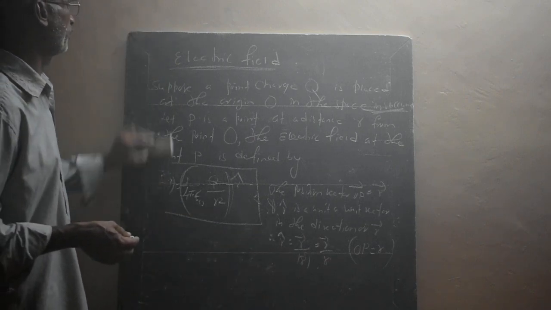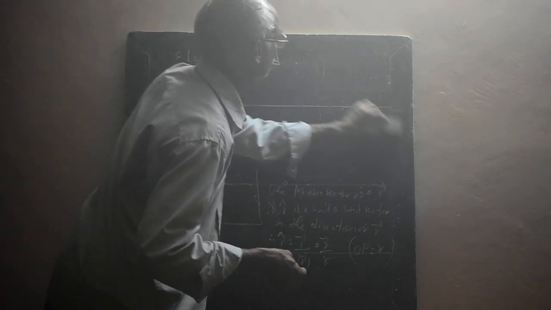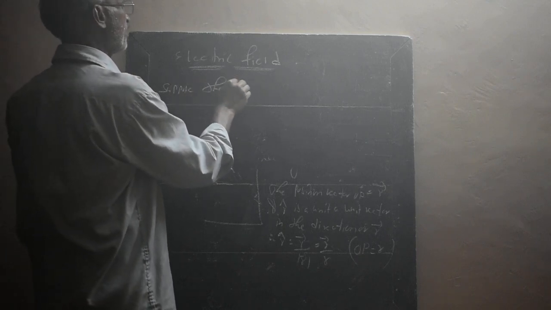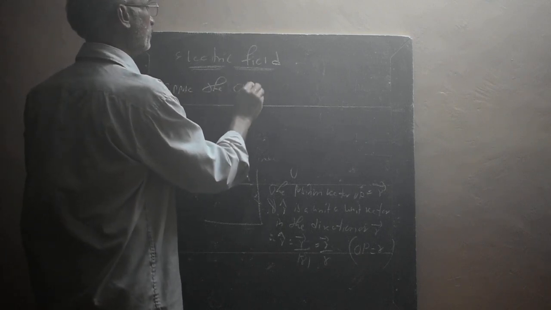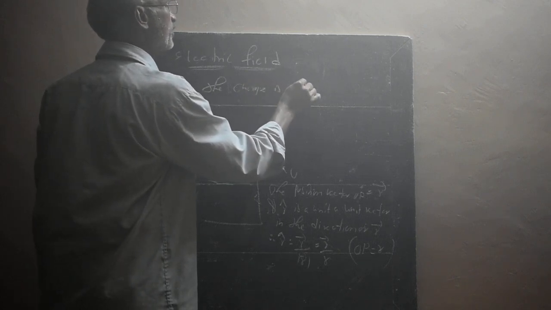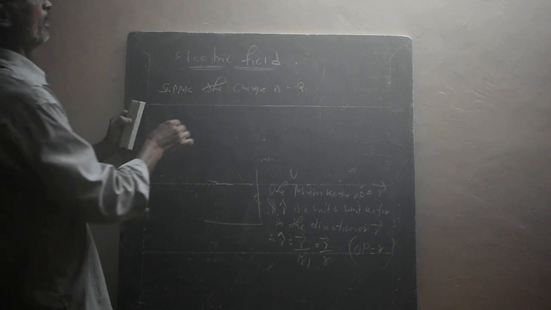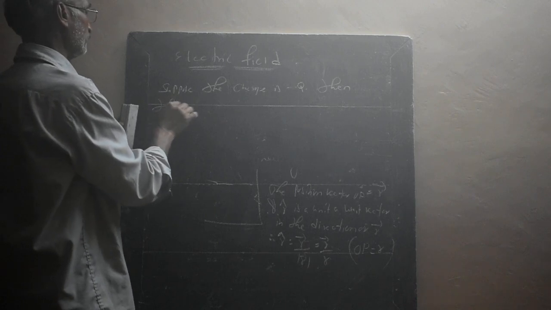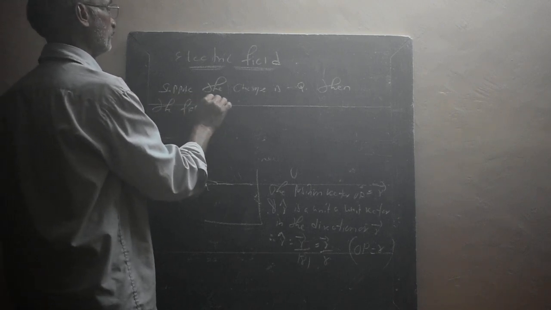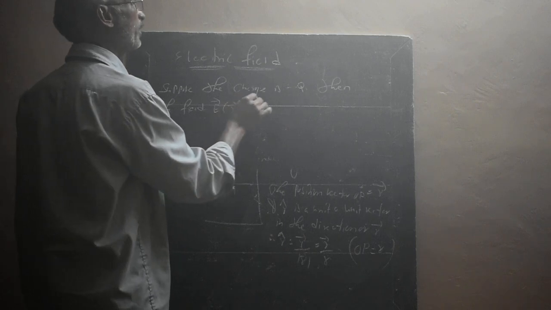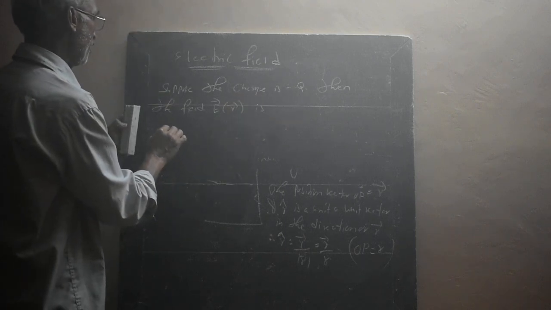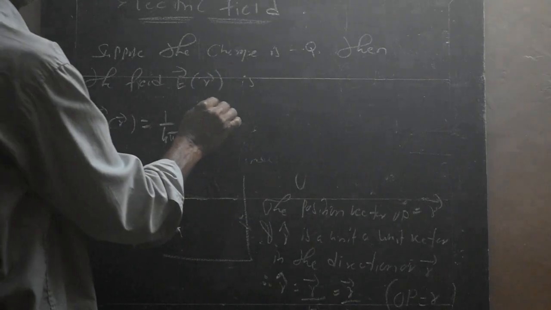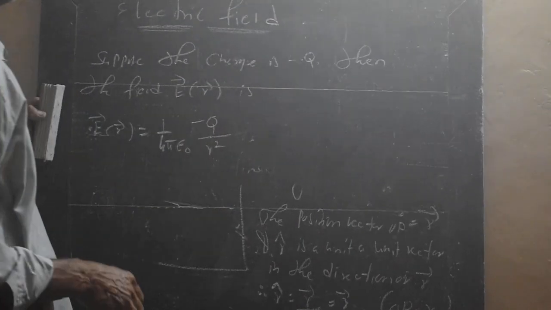Now, suppose the charge is negative. Suppose the charge is minus Q. Then the field E bar of R bar is equal to 1 upon 4 pi epsilon naught into minus Q upon R square.